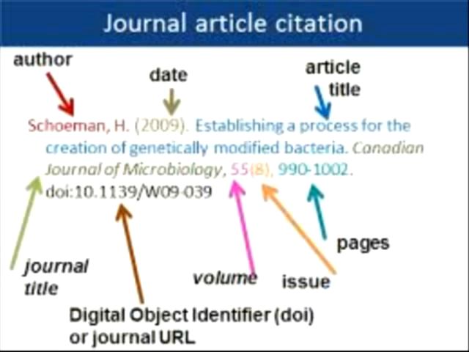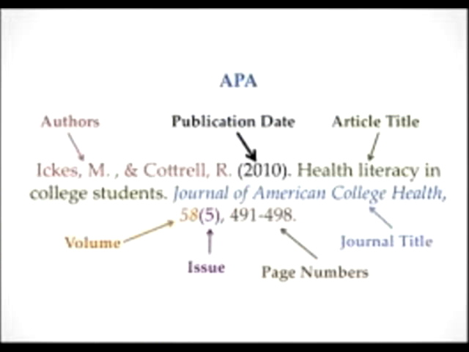We have the digital object identifier, and through the DOI code we can search and browse articles online in the public domain without a URL. Pages 1990 to 1002.